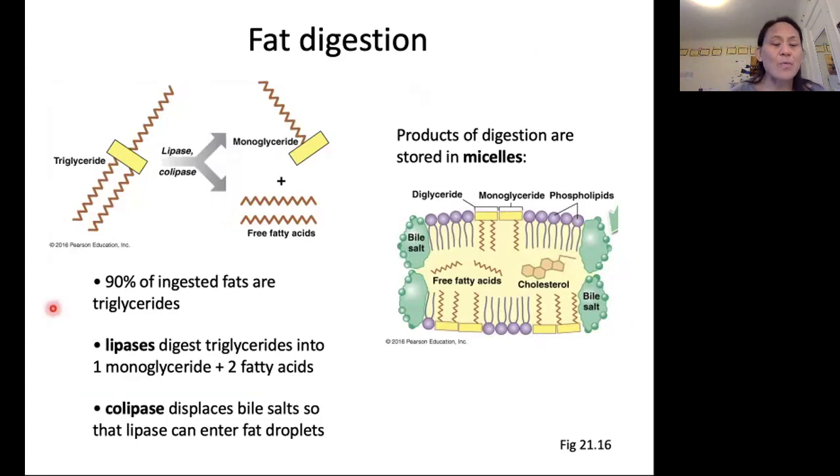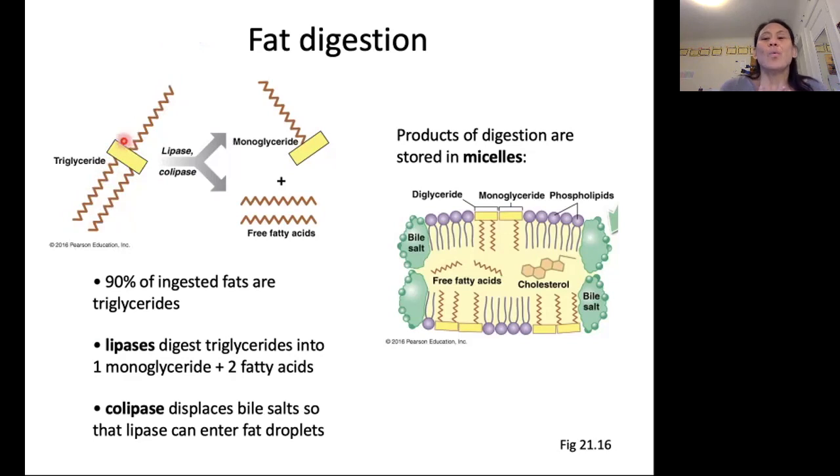most of the fats that we ingest, about 90%, are triglycerides. Okay, so the chemical structure of a triglyceride is shown here in cartoon form. Basically, a triglyceride is going to have a glycerol backbone that's shown here as this yellow rectangle, and then it's going to have three fatty acid tails. The fatty acid tails are these brown zigzags that are coming off of the glycerol backbone.